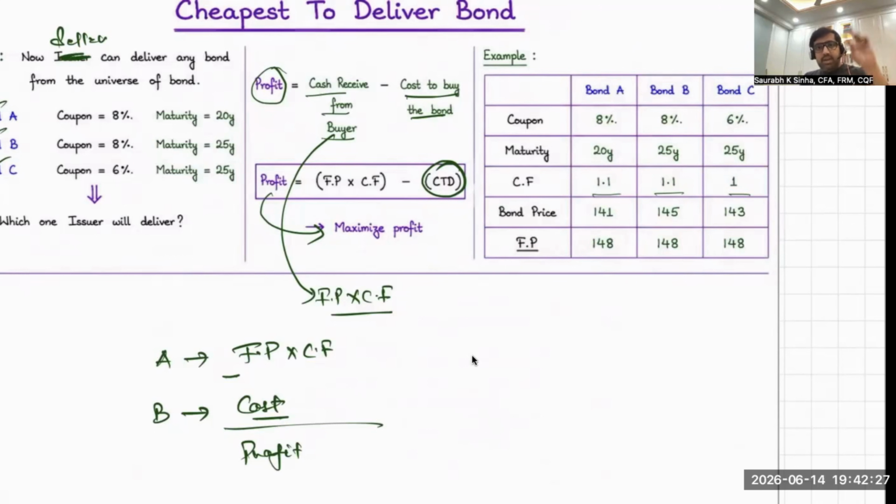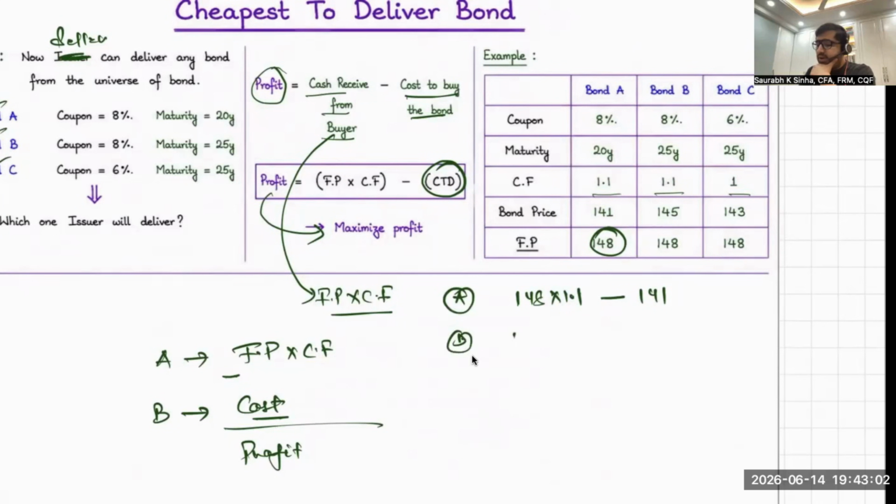The future price is 148, 148, 148, because the future price will never change. That is fixed. You have to adjust it with the help of what? Conversion factor. So you have to calculate what is the profit if I deliver bond A, if I deliver bond B, and if I deliver bond C. So if I deliver bond A, I will receive 148 into 1.1. That's it. Into $100,000. You can calculate that. Minus the bond price, which is 141. That is my cost for bond A.